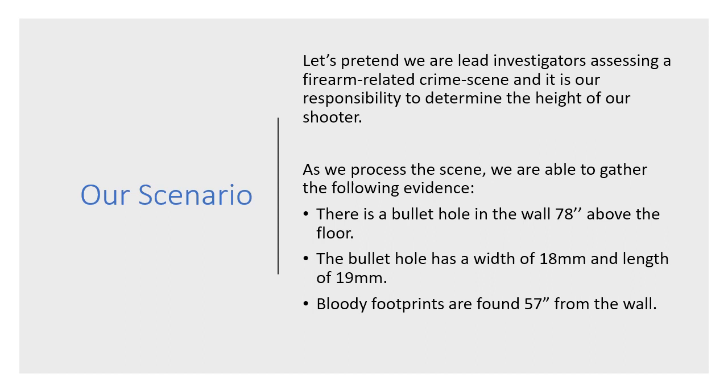And when we examine and measure the dimensions of that bullet hole, we find out that the width of the bullet hole is 18 millimeters and the length of the bullet hole is 19 millimeters. We also find some bloody footprints that are about 57 inches from the wall, and we are assuming that those are the footprints of our shooter.